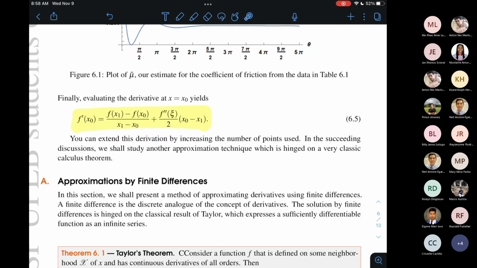Kasi dito for sure, kailangan kong gamitin si x sub 0, right? Because that's the point of interest. Now, may freedom kayo to choose what x1 will become. All right? Kasi si x sub 0 fixed siya. Gusto mong i-estimate yung f prime of x sub 0. So si x sub 0 ay fixed. So may freedom ka ngayon to choose x sub 1. So if you have such a freedom to choose x sub 1, how should you choose x sub 1 so that the error is minimized? Ano yung magandang gamitin to be your x sub 1?